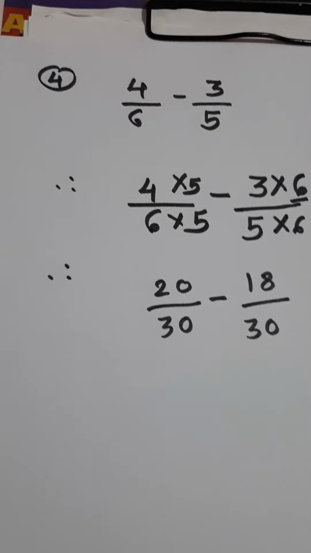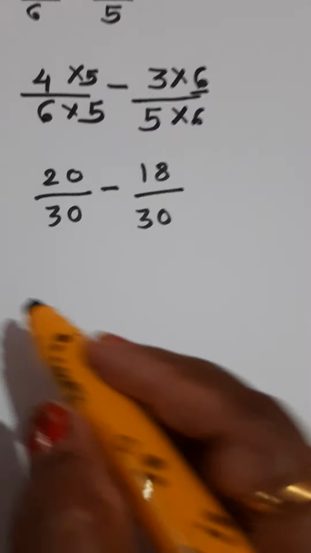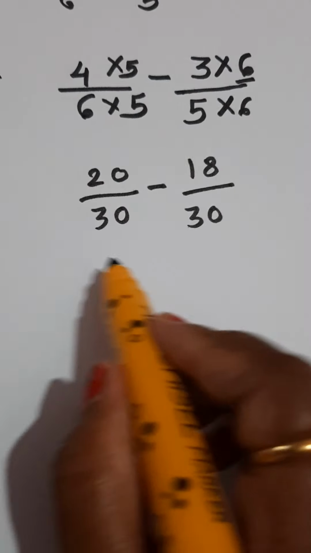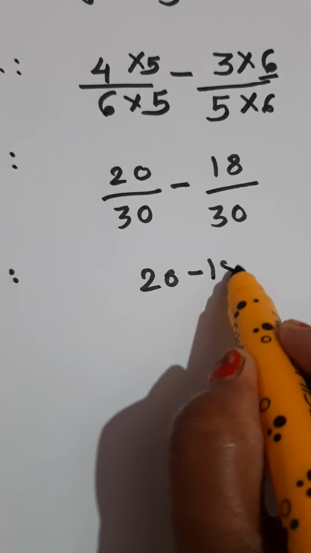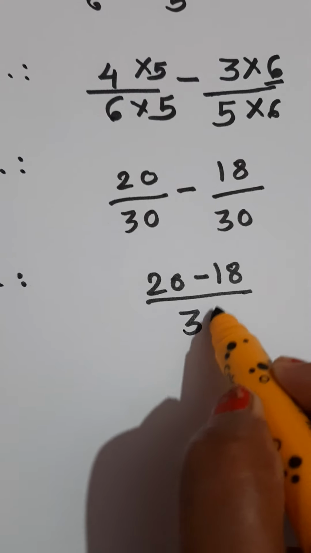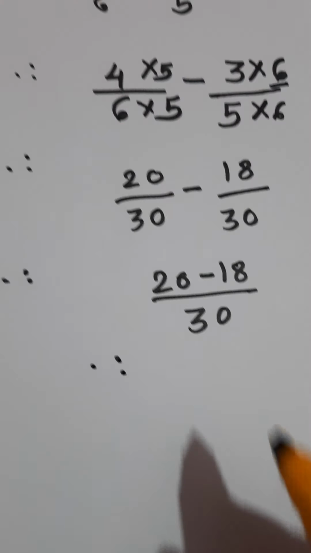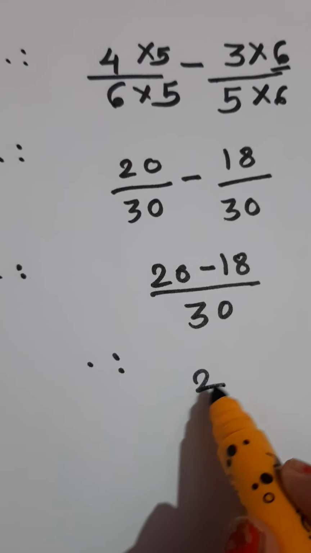Now see, they now have equal denominators. They are like fractions. So easily we can subtract the numerators. 20 minus 18 upon 30. 20 minus 18 is 2. 2 upon 30.